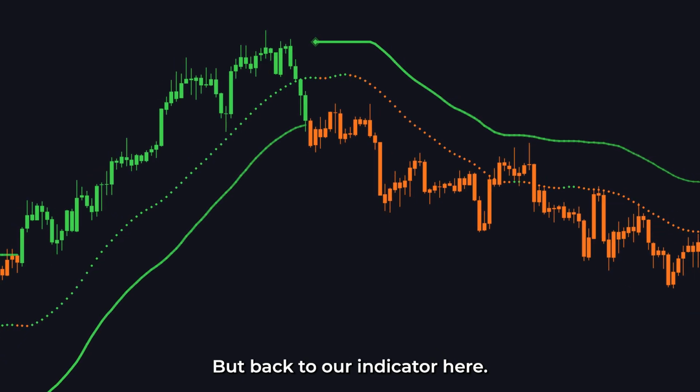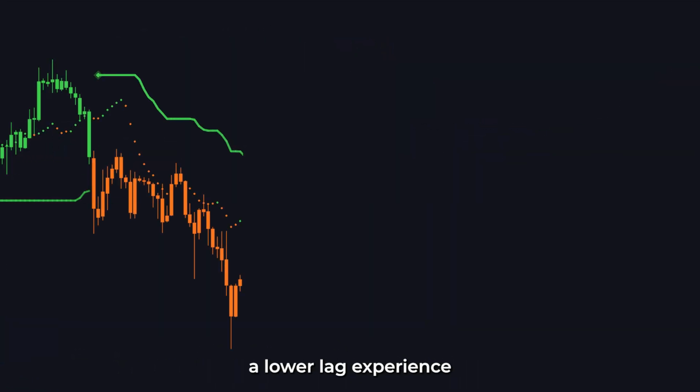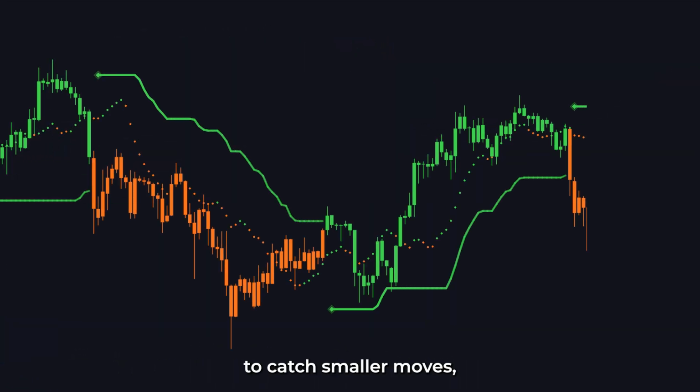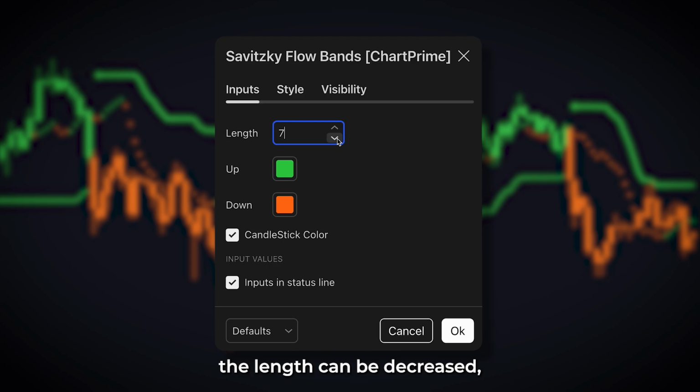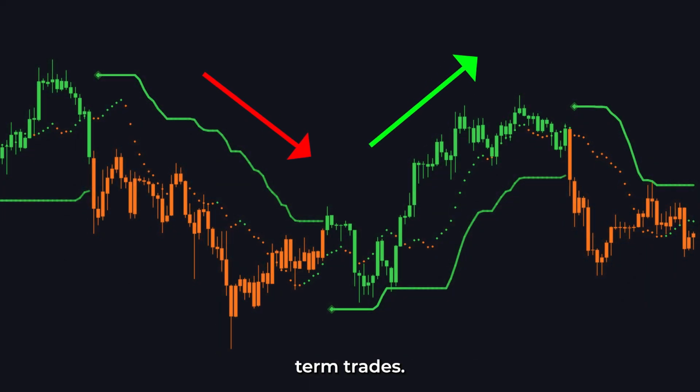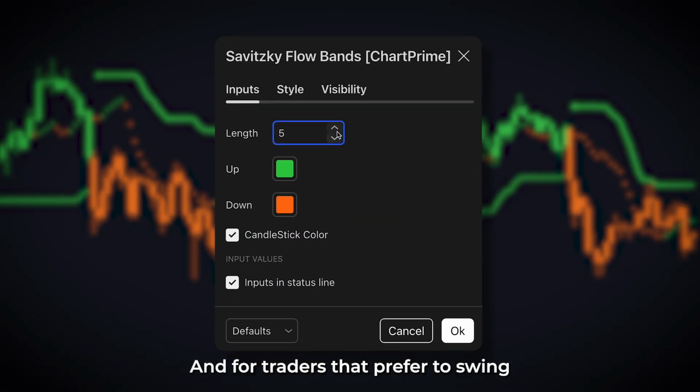But back to our indicator here. For traders that prefer a lower lag experience to catch smaller moves, the length can be decreased so we can focus on those shorter term trades. And for traders that prefer to swing and avoid noise, this value can be increased.